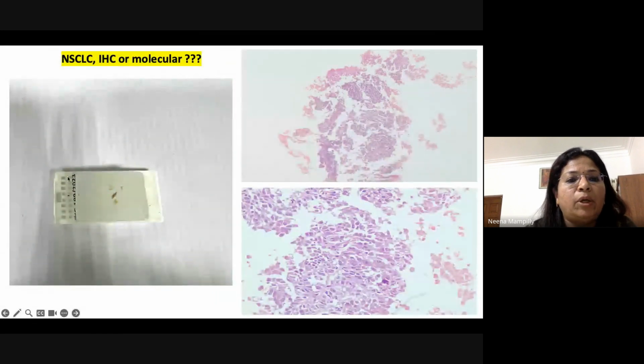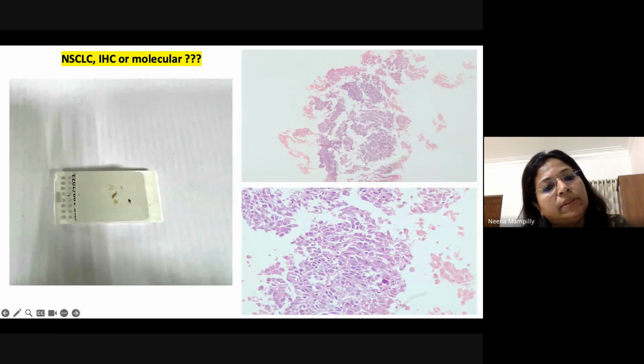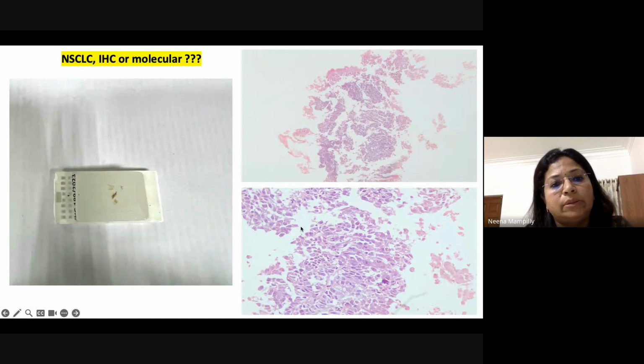Now, what about this block? You can see another block that came in. The tissue is almost exhausted in the block. There is only one tiny fragment showing a non-small cell carcinoma. Now, if we straight away go and do an IHC on this, there will be no tissue left for molecular.